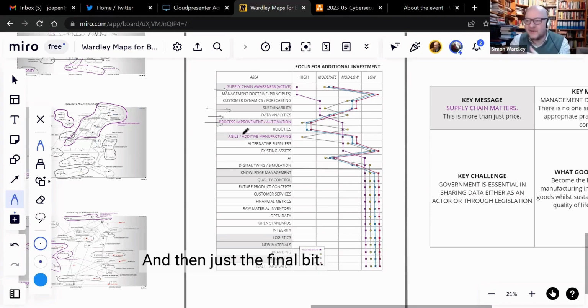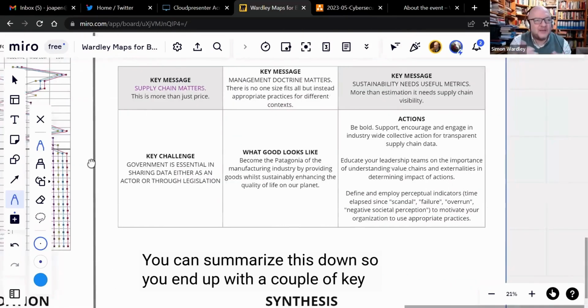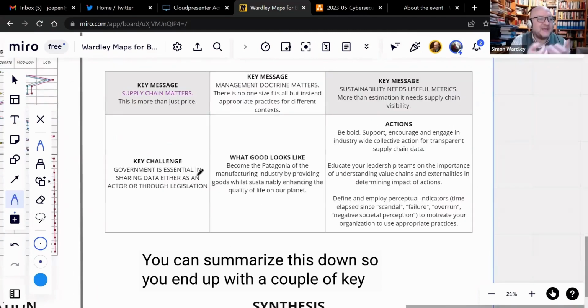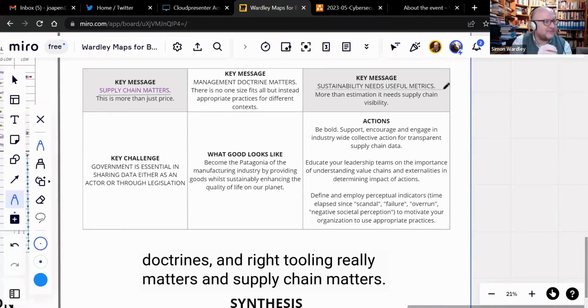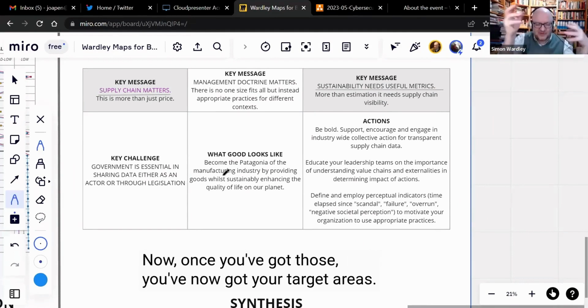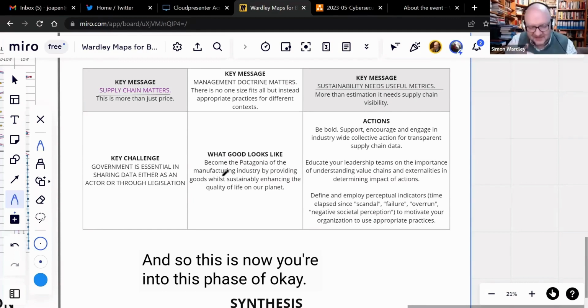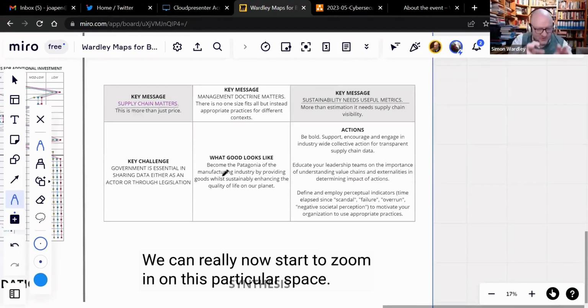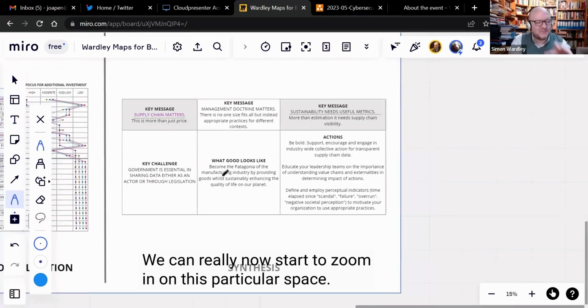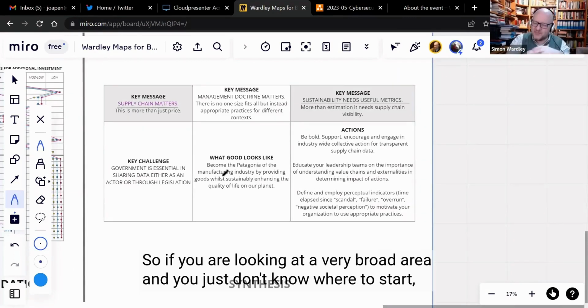And then just the final bit, you can summarize this down. So you end up with a couple of key messages, like sustainability needs useful metrics, management doctrines, right tooling really matters, and supply chain matters. Now, once you've got those, you've now got your target areas. And so this is now you're into this phase of, okay, we can really now start to zoom in on this particular space.